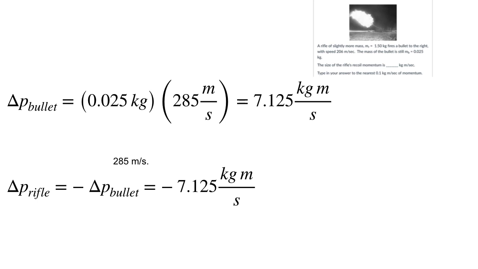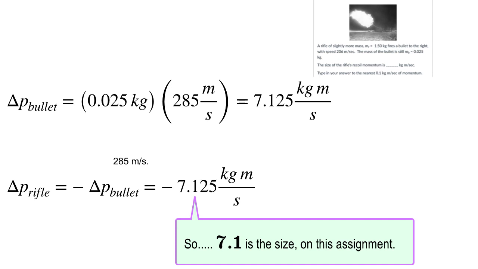Now, in this assignment, it was just the size that we were after. And I think I put down to the nearest tenth of a kilogram meter per second. So this is the actual answer. The reason is because we know the direction. Students, whenever I ask you for the size of something, that means type in a positive number, whatever it works out to be.